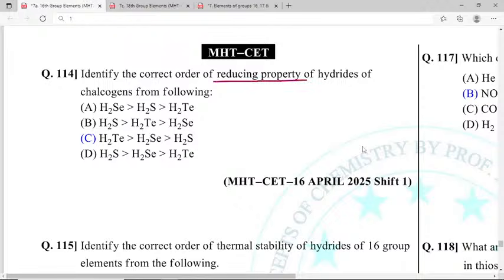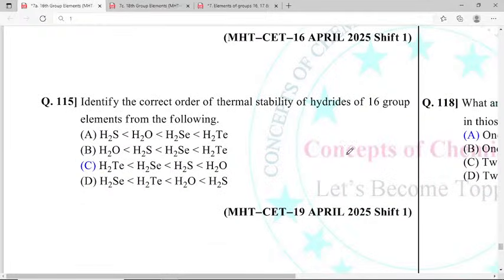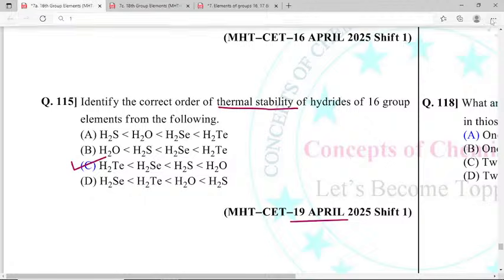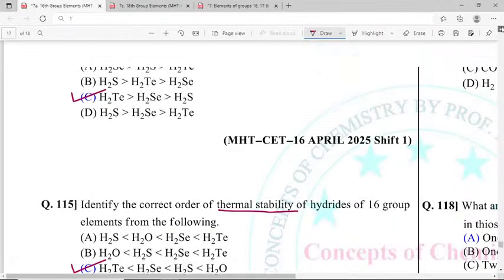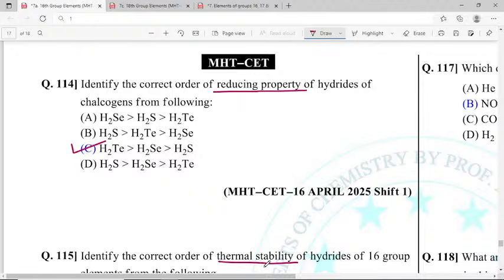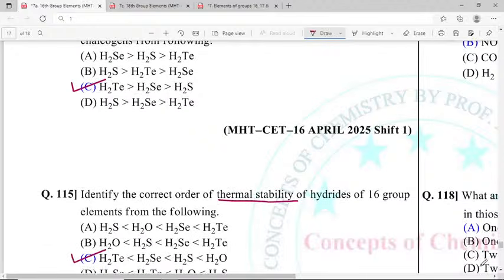Reducing property. H2Te is the highest. Same question was asked in 2024, 23, 25 also. H2Te is a strong reducing agent because of its low bond dissociation enthalpy. Same question on 19 April 2025. Thermal stability and reducing property are opposite. Always remember.